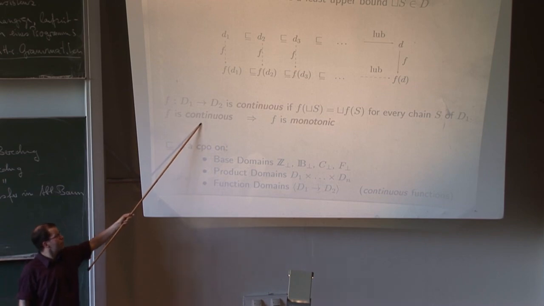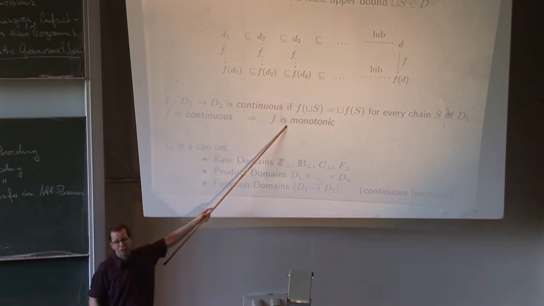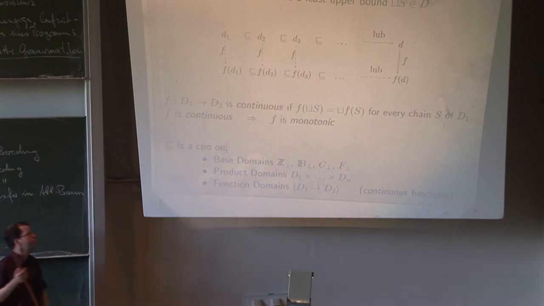Now, this is the notion of continuous, and we have seen what the connection between continuous and monotonic is. Continuous is stronger. So if F is continuous, then F is also monotonic, but not vice versa. We have seen an example of a function that is monotonic but not continuous.